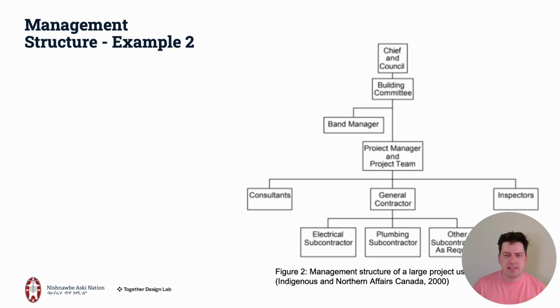In this slide, we see an example of a different management structure. There's less responsibility in the building project on the project manager. Instead, the project manager oversees a general contractor, consultants, and the inspector to ensure that the building project is successful. Here, the project manager plays a more administrative role.